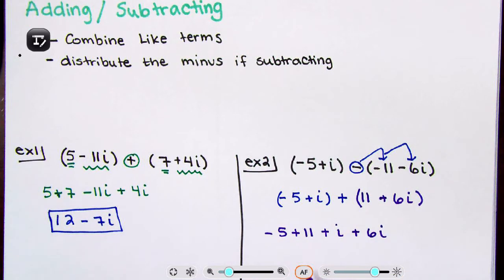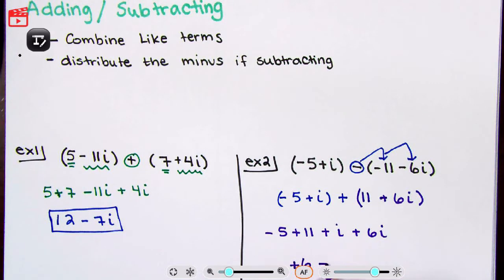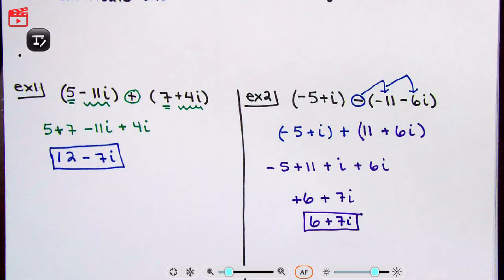That made me giggle inside. 6 i's, I have 6 i's. Okay, so I have negative, it should be a positive, right? Because -5 plus 11, that's a positive 6. And I have 7 i's. So 6 plus 7i is your complex number. Let me shift this up so you guys can see that.